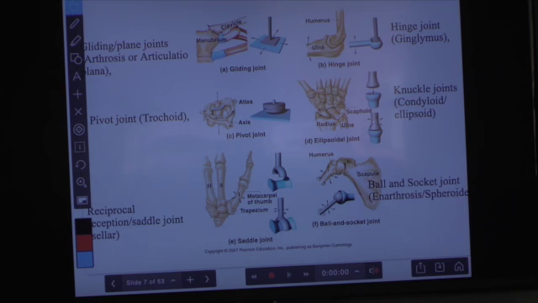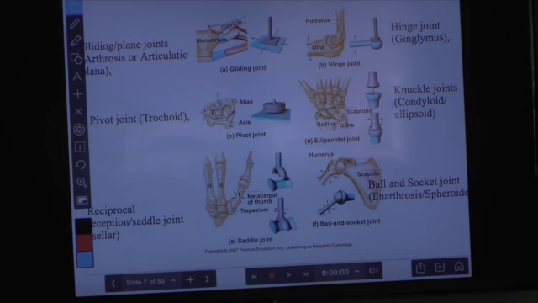We have the knuckle joints or condyloid, ipsiloid. In the sample test, they used the word condyloid. They did not use ipsiloid. But again, that just shows you the attachment joint. So this is where you have a concavity and a convexity coming into each other. And that's the joint we're talking about.